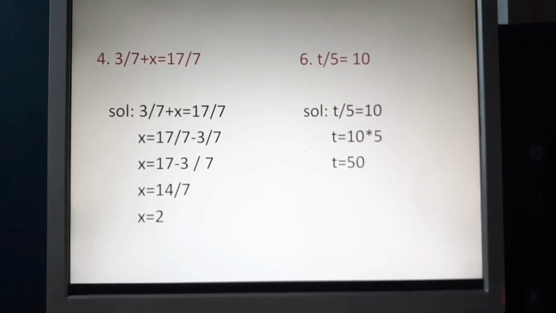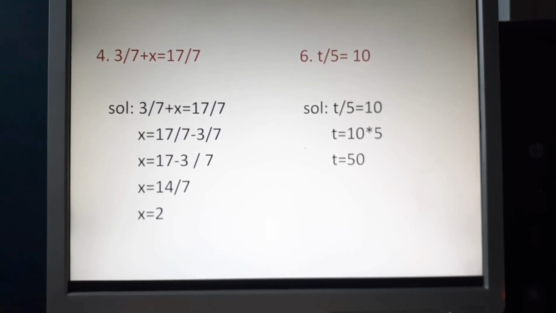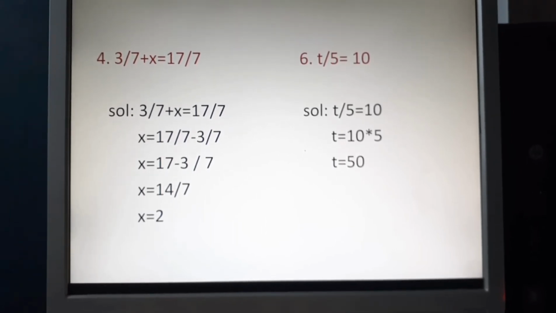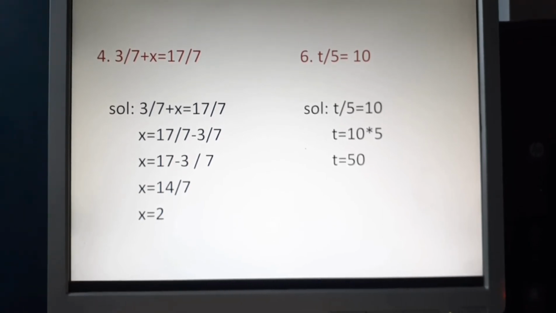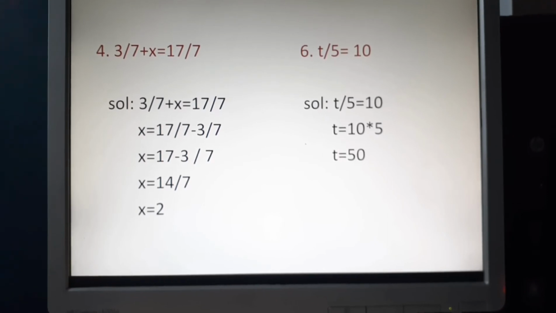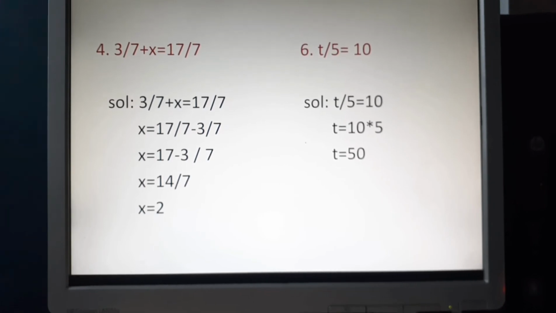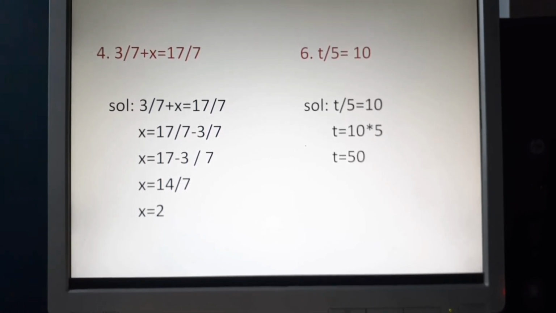Next one, 3 divided by 7 plus x is equal to 17 divided by 7. Solution, the given equation is 3 divided by 7 plus x is equal to 17 divided by 7. Now, 3 by 7 comes to that side and changes into minus 3 by 7. So, x is equal to 17 divided by 7 minus 3 divided by 7. See the denominators. Both denominators are the same.